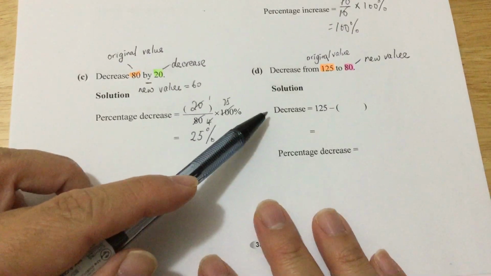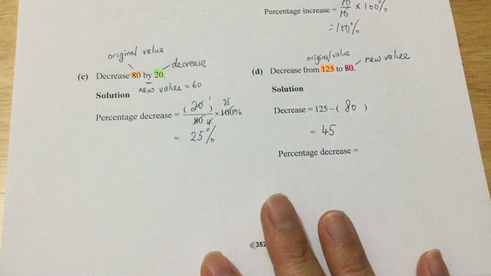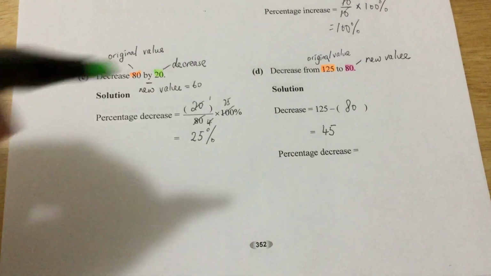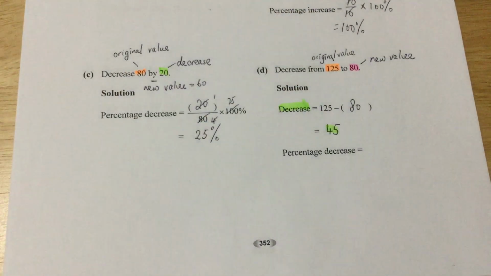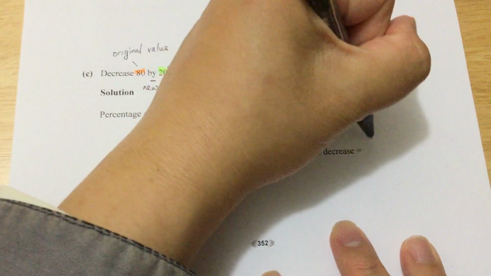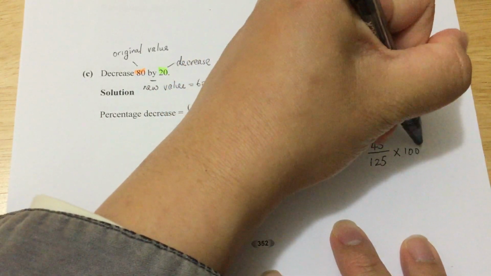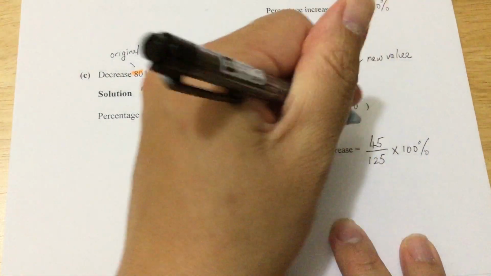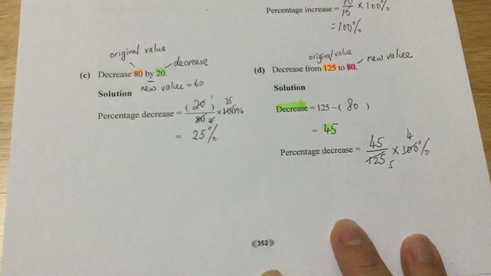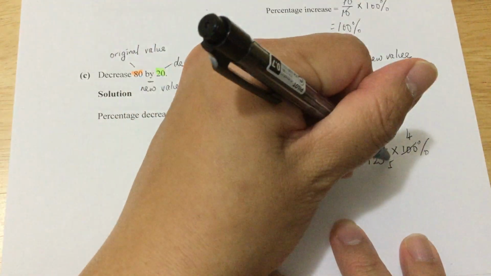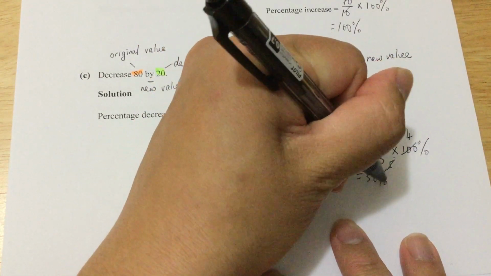You need to find the decrease once again. This is 125 minus 80. You got 45. This time the 45 will be the green one, the decrease. And then we can use 45 over 125 times 100%. Okay, we can do the cancellation. 125 and 100, you have 4 and 5 immediately. We can divide by 25. 5 and 45, you get 9. So you have 36%.